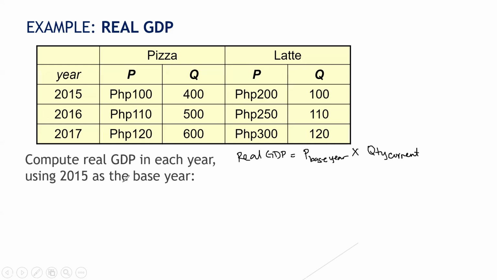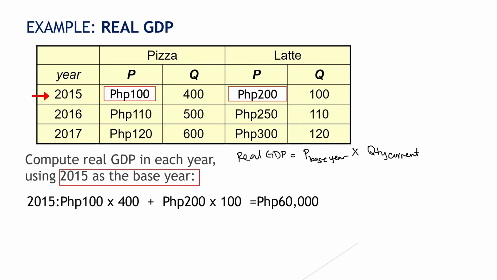So let's have here, for example, using 2015 as the base year, in computing the real GDP for 2015, we get the summation of the product of the price of the base year for pizza times the quantity of the pizza for that year, and the price of the base year for latte multiplied with the quantity of latte for that year. So we have here the summation as part of the formula.